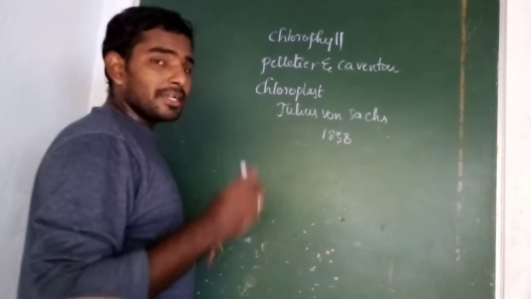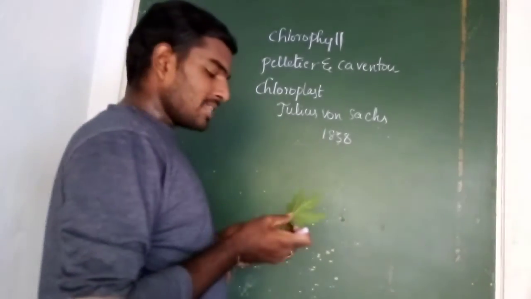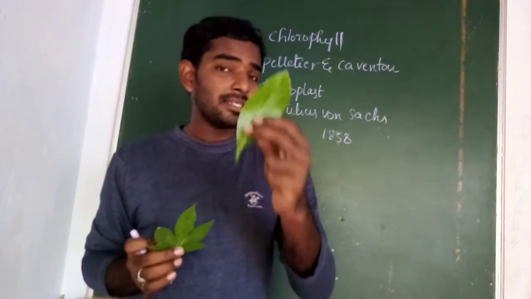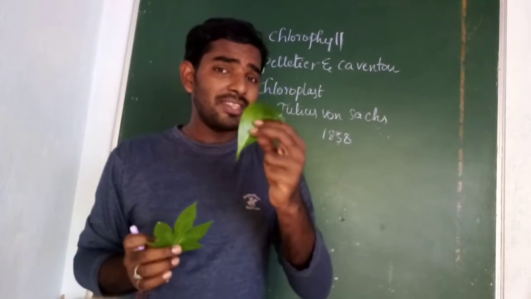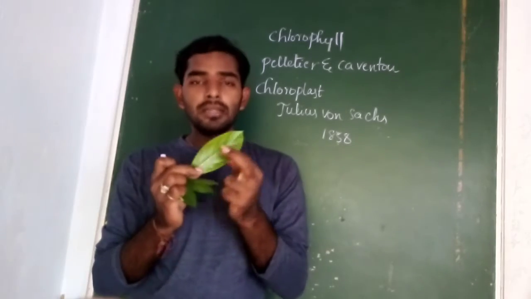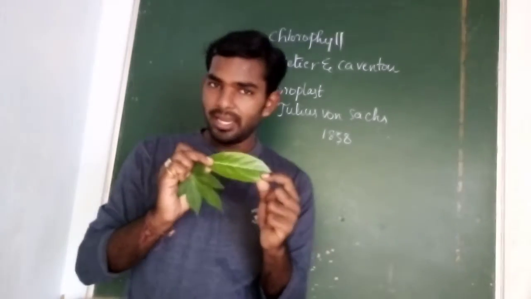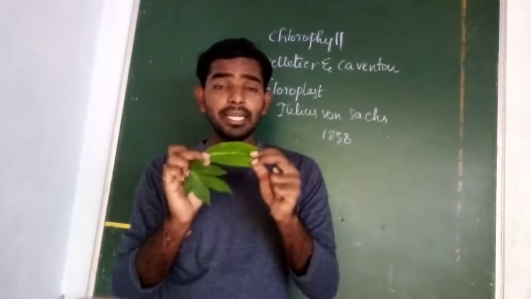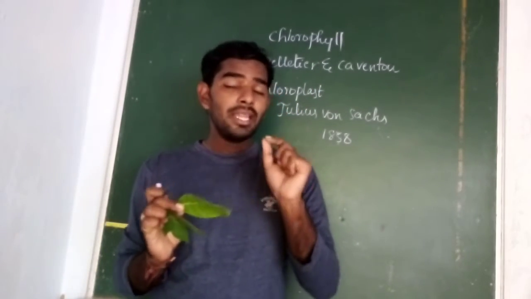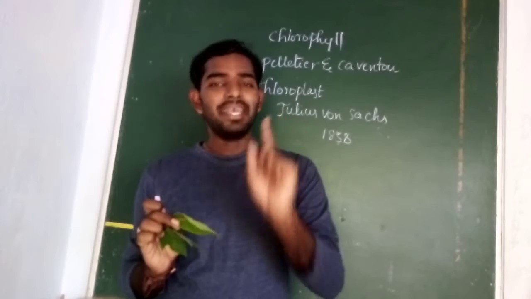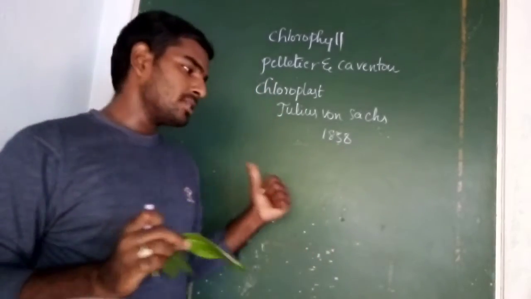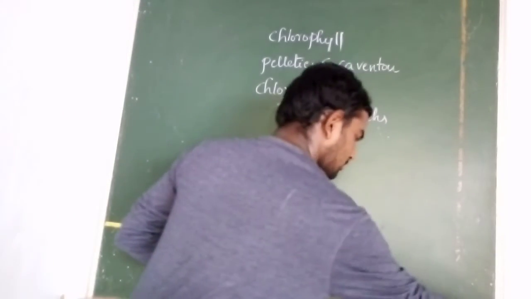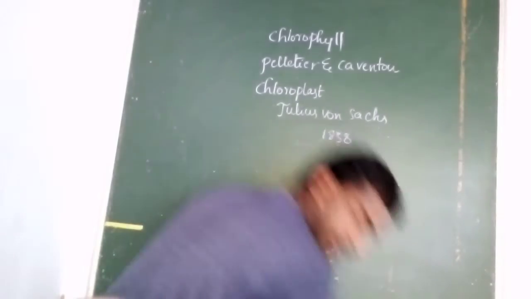So, let us see now the TS of the leaf. Actually, they contain the chloroplast and the chlorophyll, but we are not able to see them with our naked eye. We can see the external parts like the leaf margin, veins, veinlets, midrib, and the petiole. But we cannot see the internal parts. The internal parts can be observed only by using a microscope. So let us see now the TS of leaf.